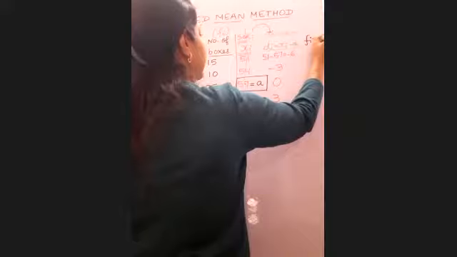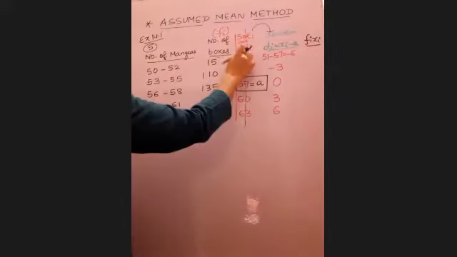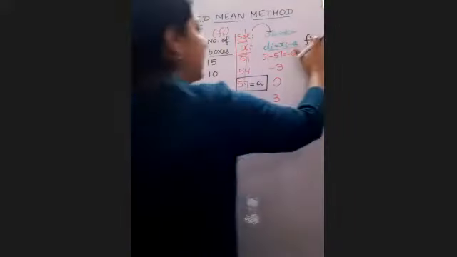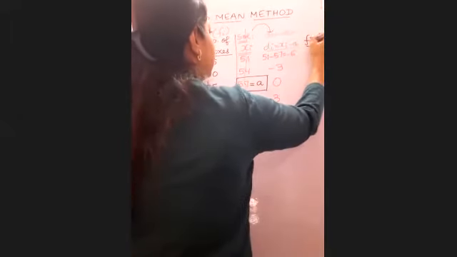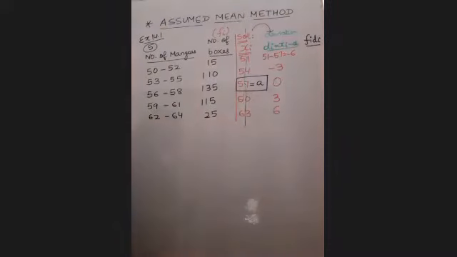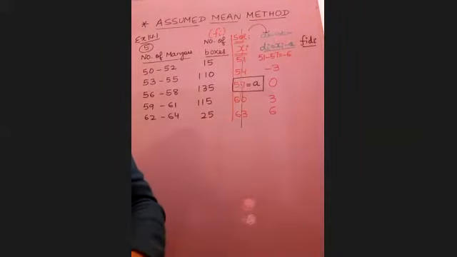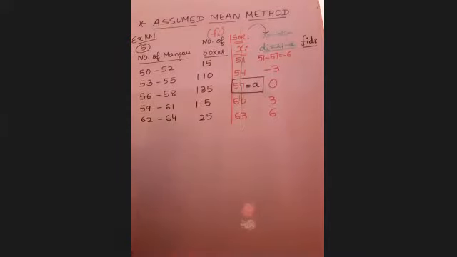Yesterday in the direct method, we were multiplying fi and xi. Now it is not fi xi. Xi's are being replaced by which variable? di. We shall find fi di. Okay, beta. So let us multiply.